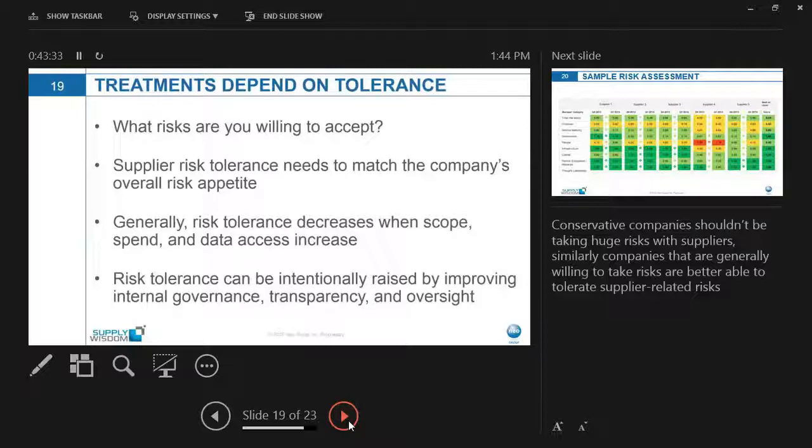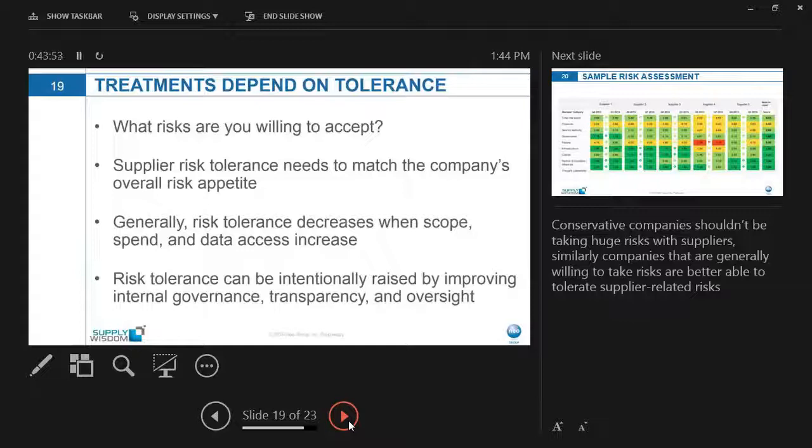Your supplier risk tolerance needs to match your overall risk appetite. Again, conservative companies tend to have lower risk tolerance. I've not seen a company ever successfully take a high-risk supplier approach when generally they're a low-risk tolerance company in general. It just tends not to work that way.